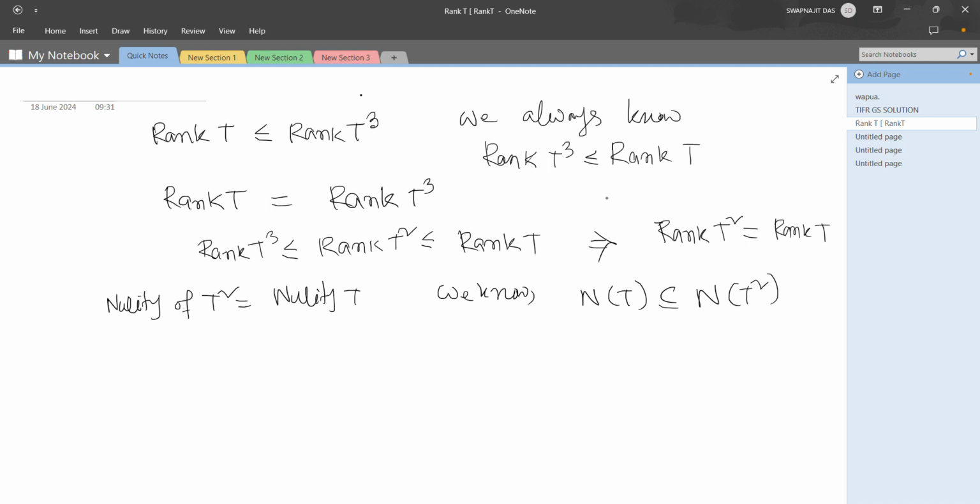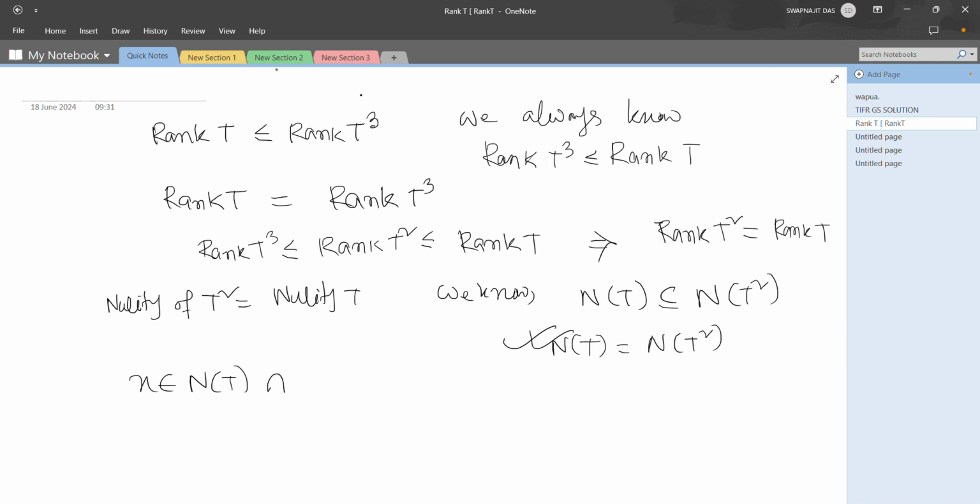It is easy because if x belongs to null space of T, that means Tx equals 0. That means T square x is also 0. So x is in null space of T square. And nullity of T square equals nullity of T. That will imply directly that these two are equal. These two are equal, right? Okay, these two are equal.